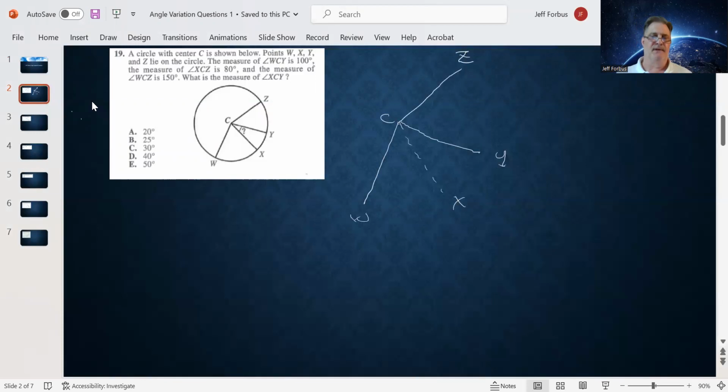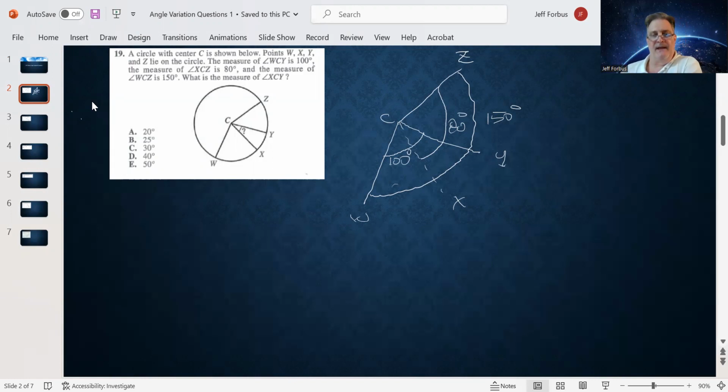Okay, so the first thing they tell us here is WCY is 100. So WCY, we know that will be 100. And then they tell us the measure XCZ. XCZ will be 80. I'll put the 80 right here. And then they tell us that WCZ, going all the way around like this, is 150. All right. 100 degrees, 80 degrees, 150.